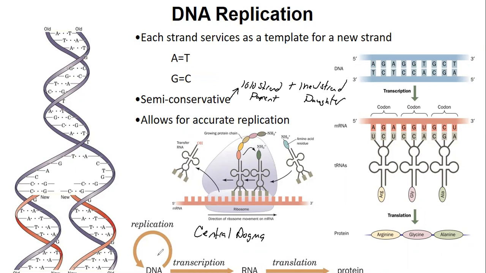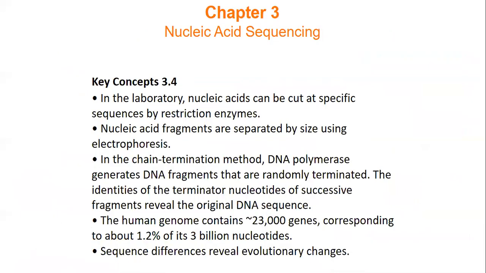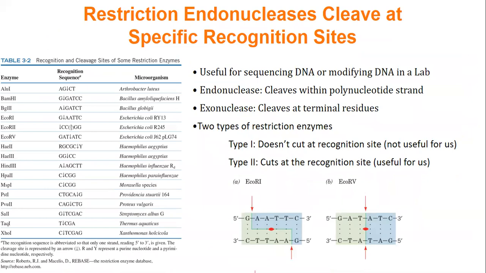Right, so that is the central dogma: replication, transcription, translation. And let's get into sequencing. How do we read DNA sequences in organisms? And before we do that, let's start by talking about endonucleases, or restriction endonucleases.